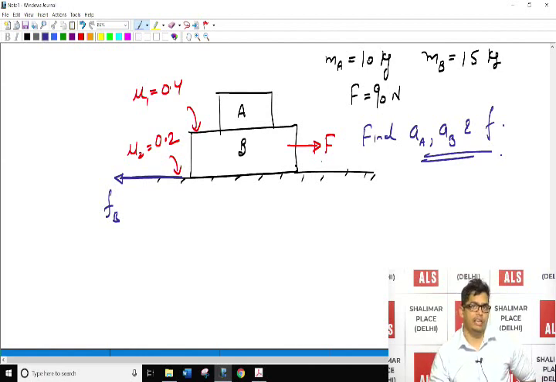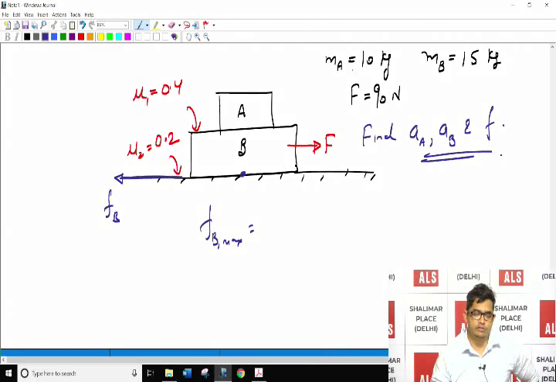So we have to see what is the maximum value. We need to calculate the limiting friction of FB. FB max is equal to mu times the normal force here. If we combine it into a single body, its mass will be 10 plus 25. The normal force here will be equal to 250. So mu is 0.2 into 250. Don't ask me why the normal force here is 250, just do it.